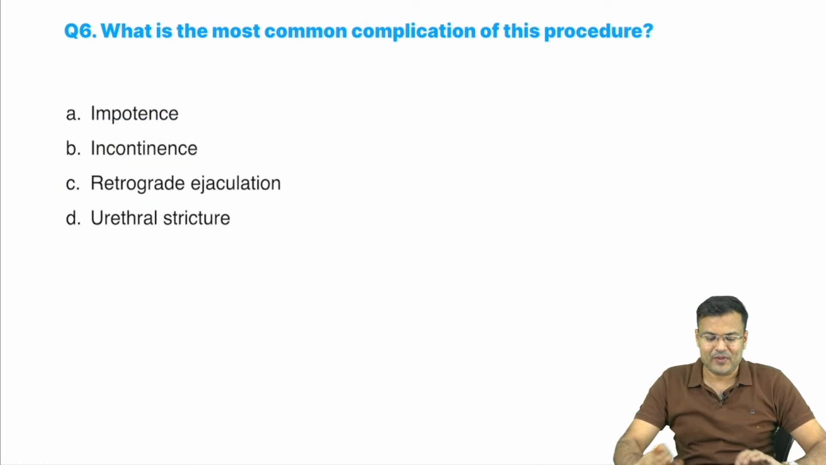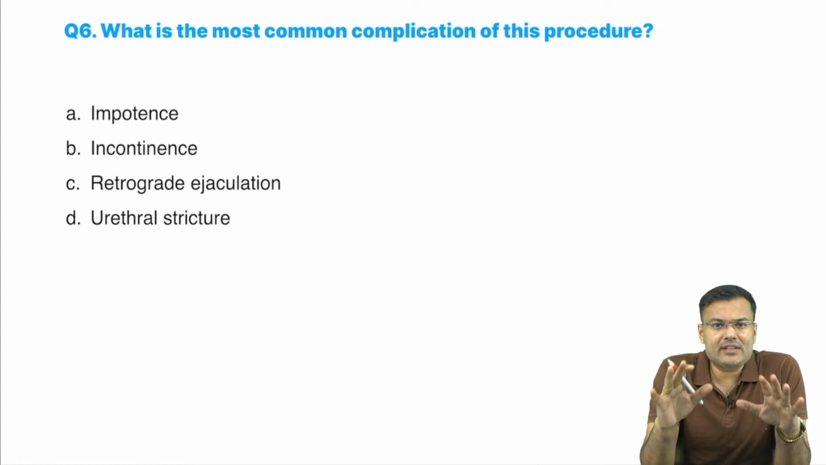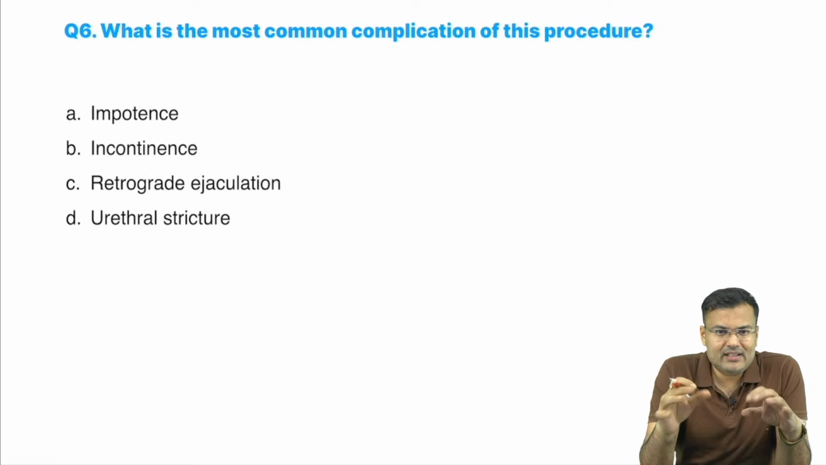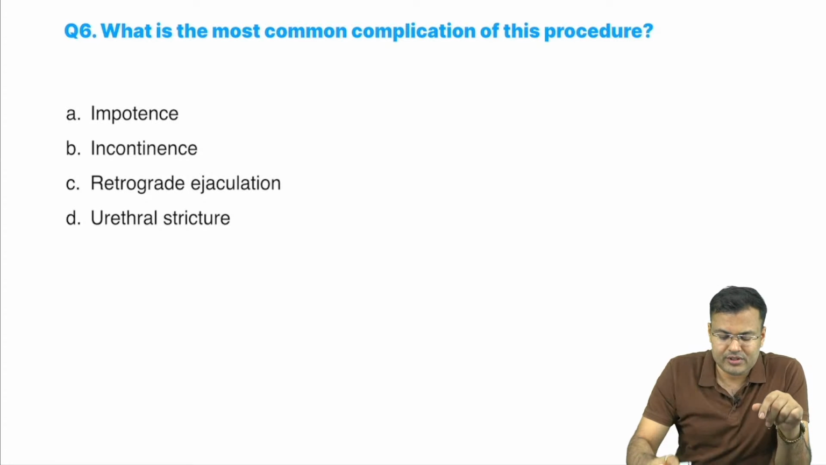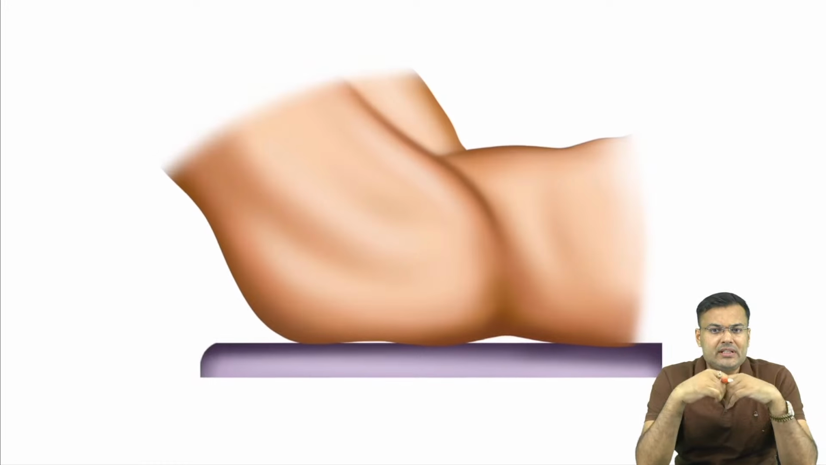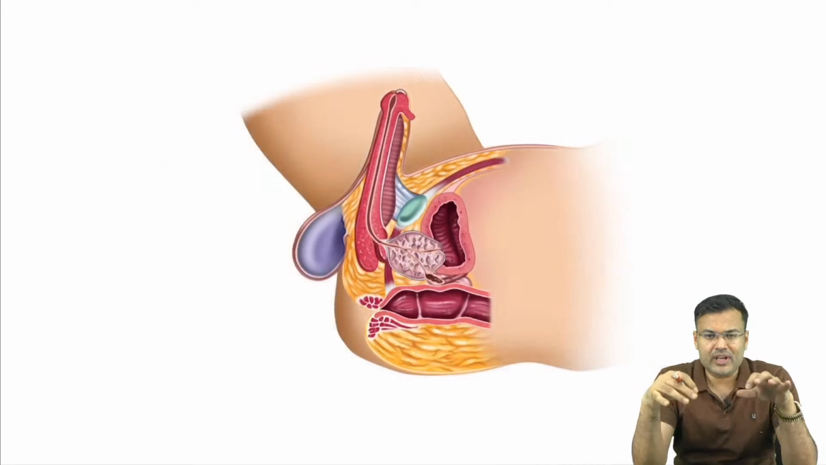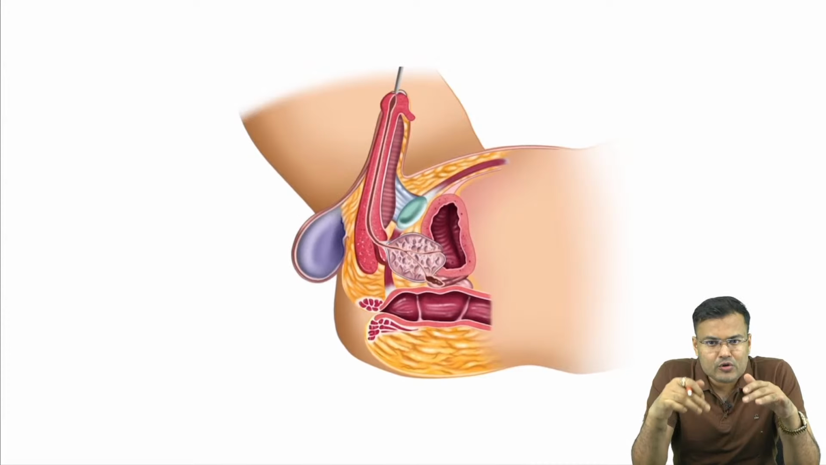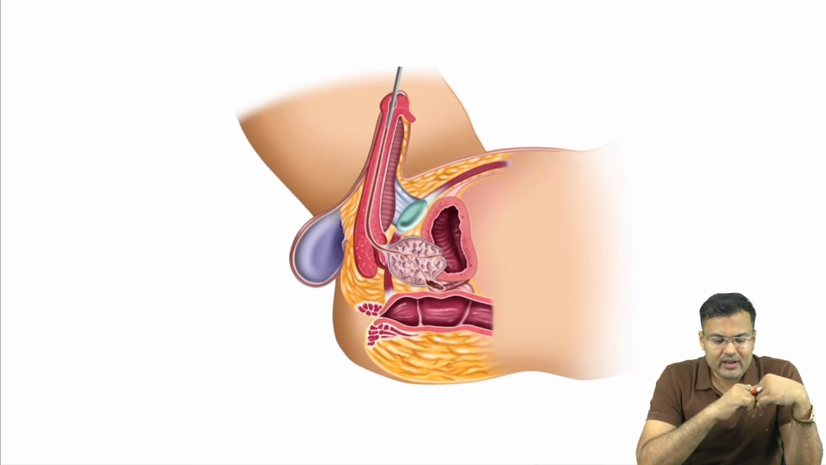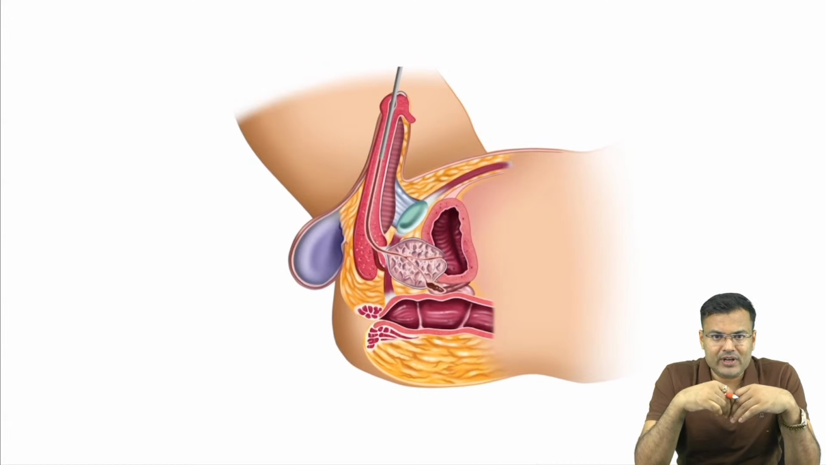Next question. Very easy. What is the most common complication of this procedure? Impotence, incontinence, retrograde ejaculation, urethral stricture. See the procedure. Guys, see this. The patient is in the lithotomy position. This is the resectoscope which is coming into the urethra. There is the resectoscope coming in the urethra.